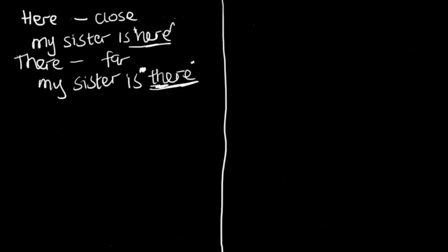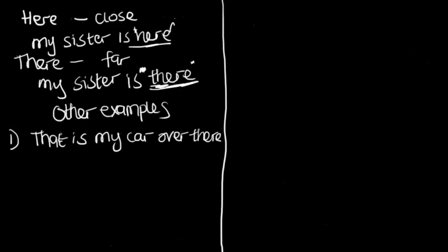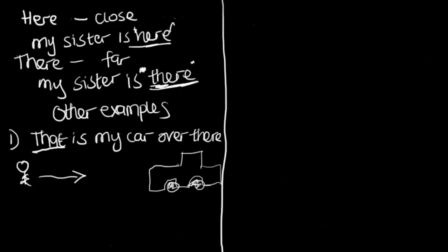So, let's take other examples. That is my car over there. This is a demonstrative pronoun. That means I'm probably standing here, and then I hope I can draw a car. We have a car, and I'm saying, oh, that is my car over there. Just one car.